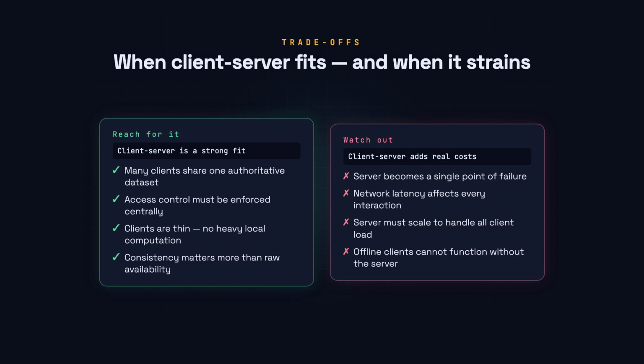Every client depends on a working network path to that server, and as client count grows, the server must grow with it. These are not reasons to avoid the model. They are costs you need to plan for explicitly when you adopt it.